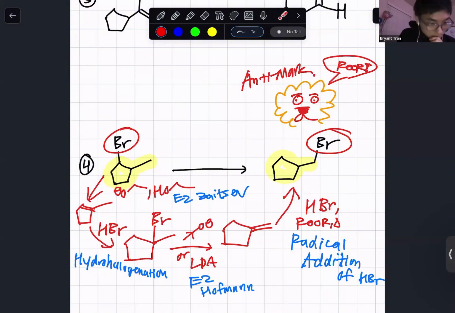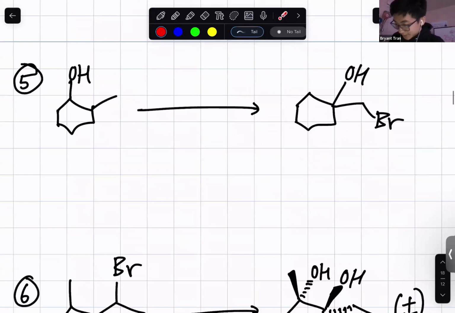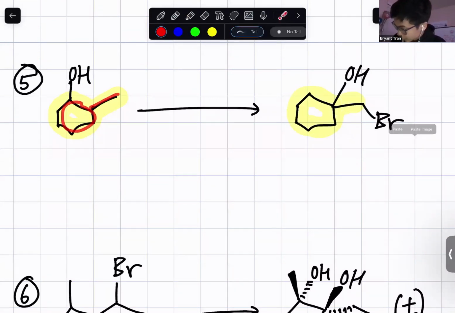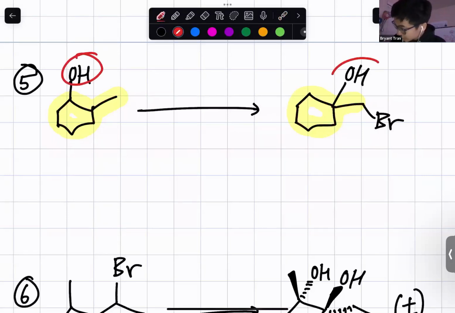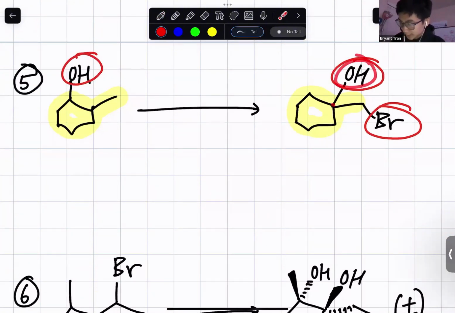Okay. Let's move on to number 5. So let's do the same thing. Here is the similarity between this reactant molecule and that product molecule: this cyclohexane with that methyl group right there. Here are the differences: alcohol and bromine. So we do still have an alcohol here, but it's in a different position now.